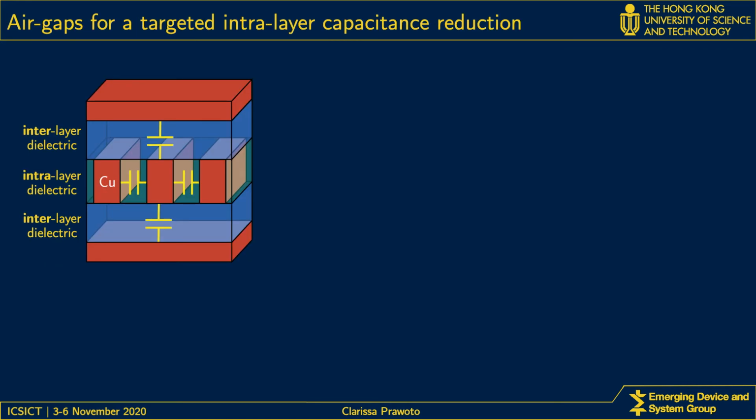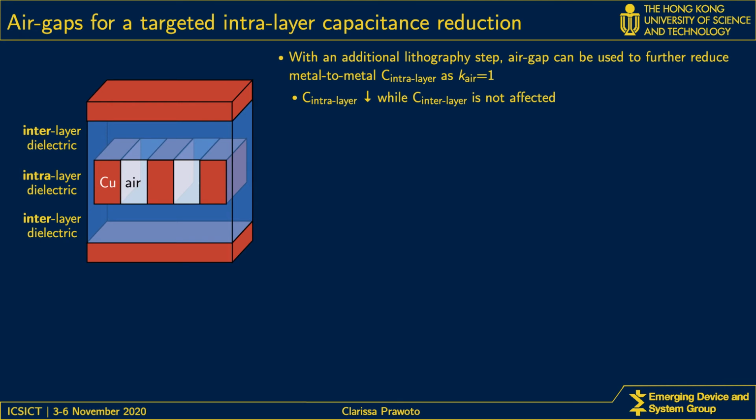As air has the lowest possible dielectric constant of 1, replacing the intralayer dielectric with air provides an effective method to reduce intralayer capacitance. To do so, an additional lithography step is needed to define the air gap regions between the metal lines, where air is used as the dielectric. In this case, the intralayer capacitance decreases, while the interlayer capacitance is not affected.